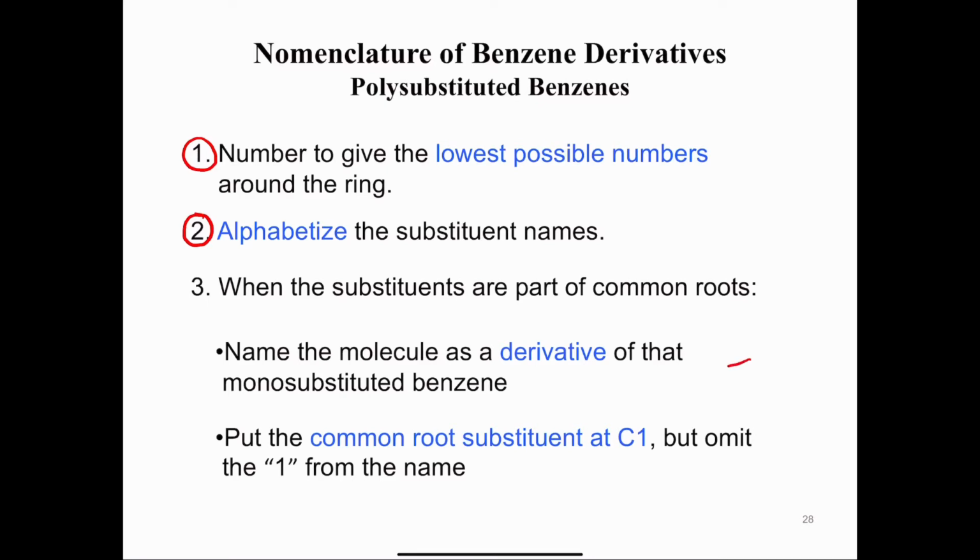So what that means is if, say, you had a phenol that had 2 methyl groups on it, you would assume the common root substituent, which for phenol is the hydroxyl, you would assume that's at carbon 1, and then you would have carbon 2, 3, 4, 5, 6, like this. So this compound would be 2,6-dimethylphenol. Let's get some more practice.